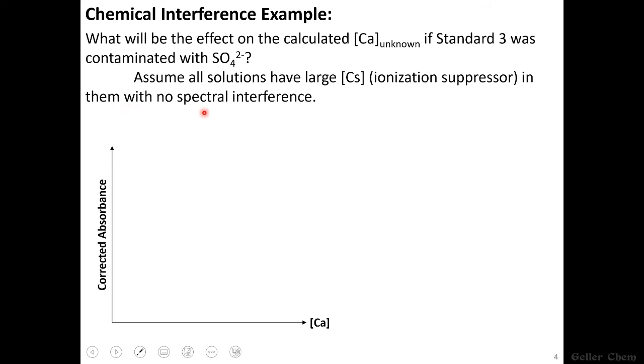Furthermore, there is no spectral interference. Now, you can only assume that because I'm telling you this. If I didn't tell you, you might have to read the problem more carefully. But in this case, the only potential interference is chemical, which will happen when that sulfate mixes in with the calcium of standard 3 for the reasons we just covered. And so, one more time, we'll go through this process. We start by just drawing the analysis if everything goes correctly, and then we ask our 3 questions.